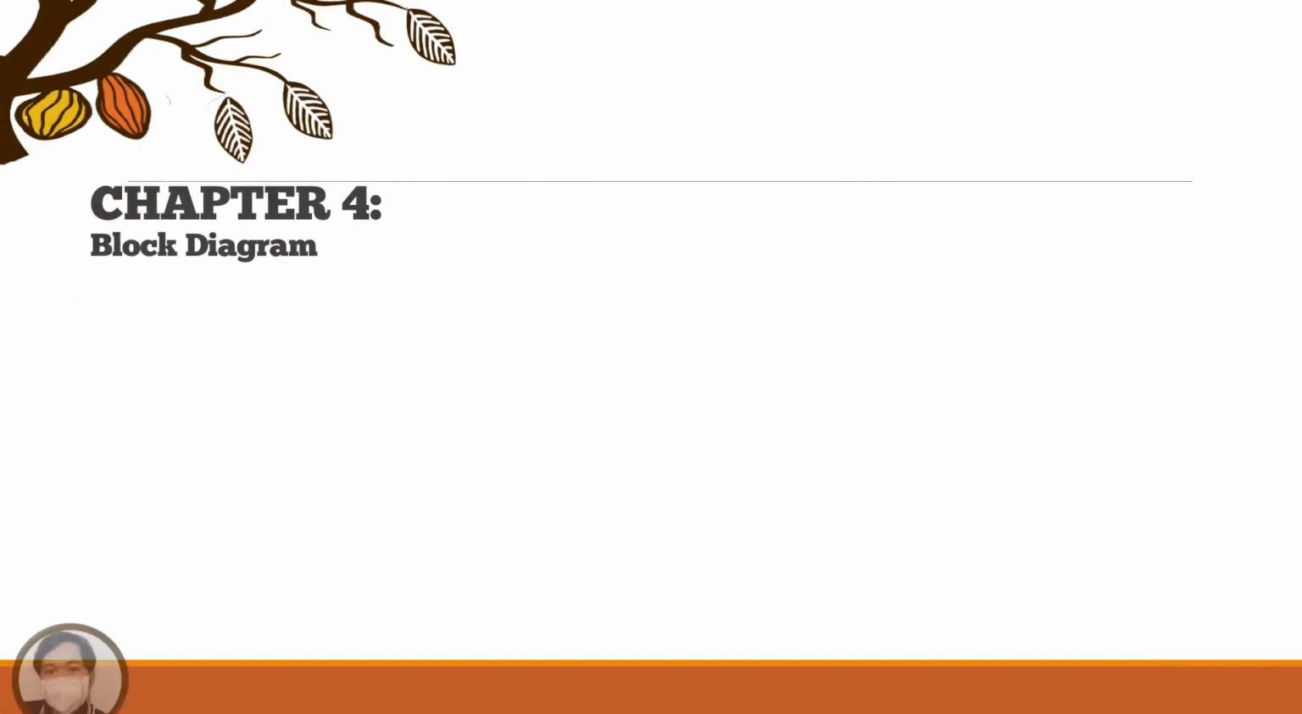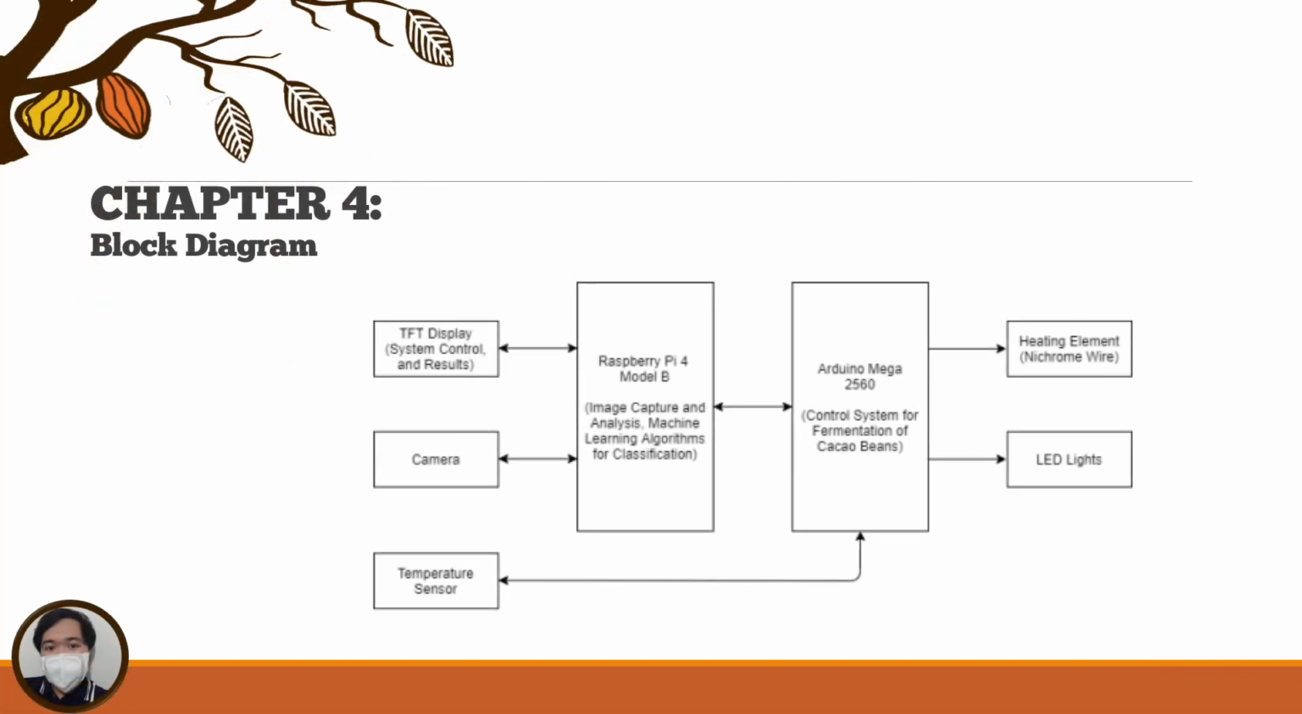The block diagram shows the input, process, and outputs of the system. The inputs are the TFT display, camera, and the temperature sensor. The microcontrollers that will serve as the heart of the components are the Raspberry Pi 4 Model B, partnered by the Arduino Mega 2560, and it will output the results back to the display and to the corresponding actuators such as the nichrome wire and the LED lights.